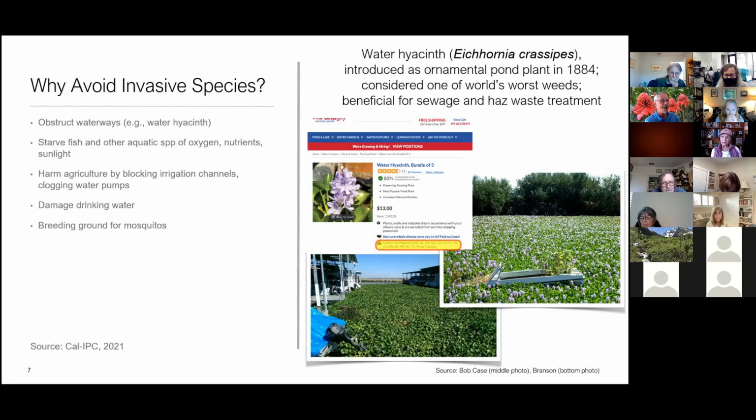Interestingly, it's not all bad. It does have a beneficial potential for biologically absorbing sewage and hazardous waste. So if it's used in a controlled manner, it's actually not a bad plant. It's very productive. On the top image, you see that it's available on the internet for a mere $13.